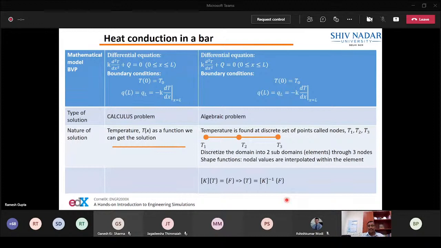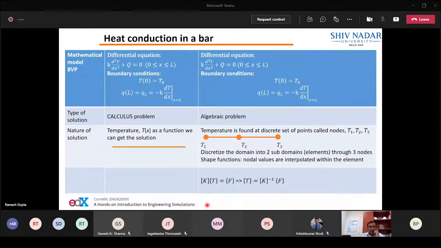So this is the basic form of the equations which we will solve for any type of element, whether you look at one-dimensional, two-dimensional, or three-dimensional elements, or any kind of analysis, whether it is structural, thermal, or any other kind.